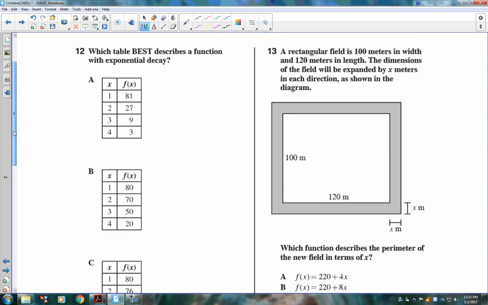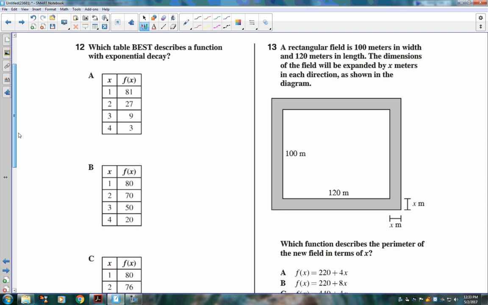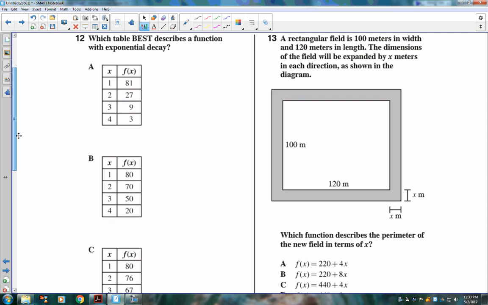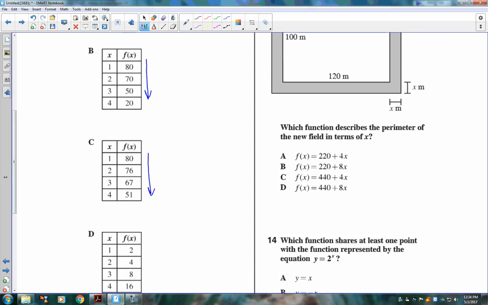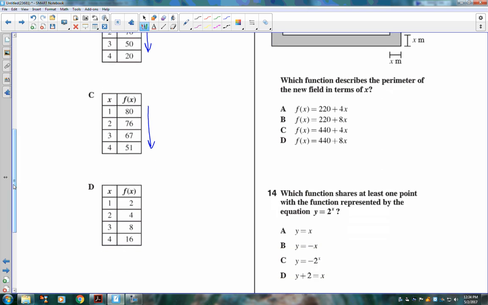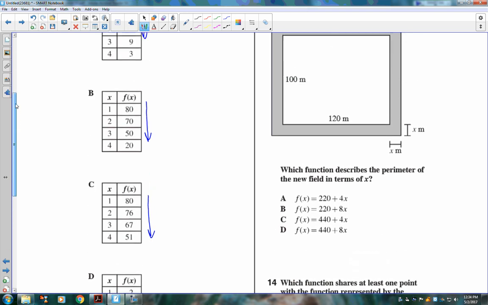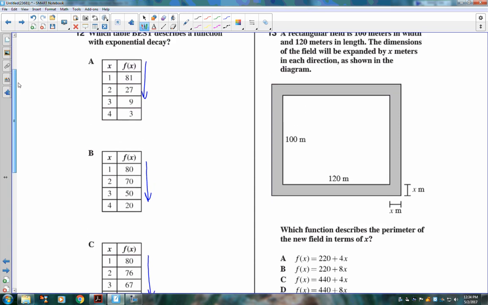Number 12 wants to know which of these is an exponential decay. All right, so first of all, look at A, B, C, and D. A is decreasing, so your f of x's are decreasing. B is decreasing. C is decreasing. And D is increasing, so I can rule out D. Now I need to know which one of these is exponential. Exponential means I multiply to get from term to term.